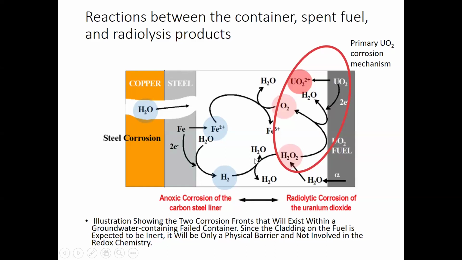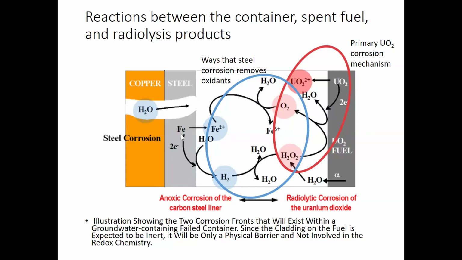This could also happen potentially for peroxide, same kind of idea. But let's assume for this sake that we're forming hydrogen gas. What you can have happen is that both the hydrogen gas and the dissolved iron can interact in such a way that you actually control the presence of peroxide and oxygen. If peroxide and oxygen are your attacking species on the surface, causing corrosion of the UO2 fuel, both can be mitigated by the presence of the corrosion products from steel corrosion.